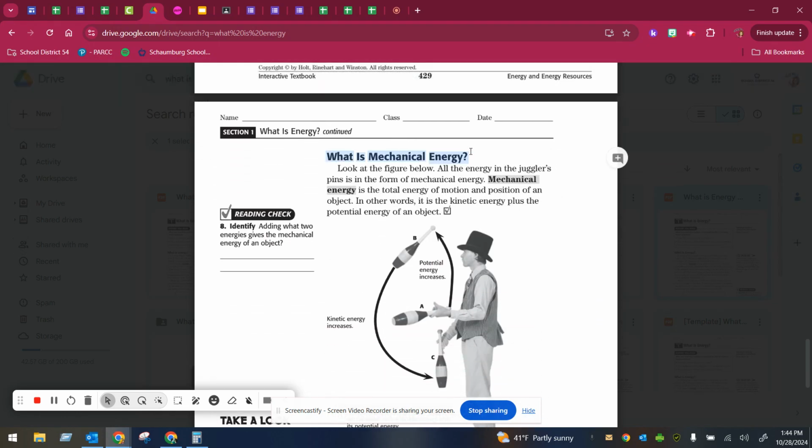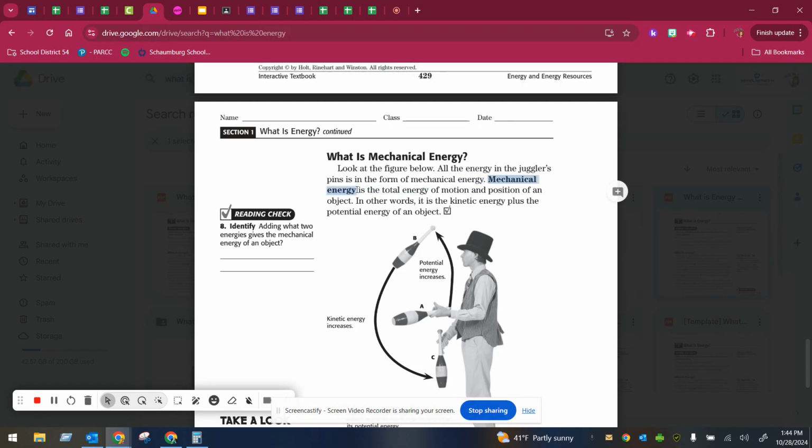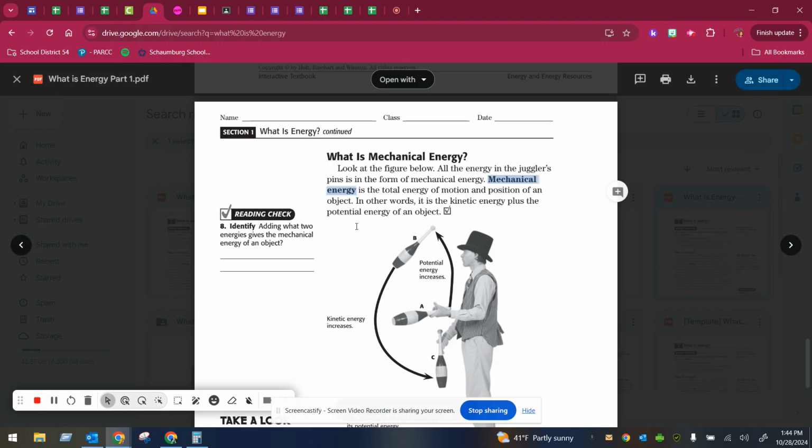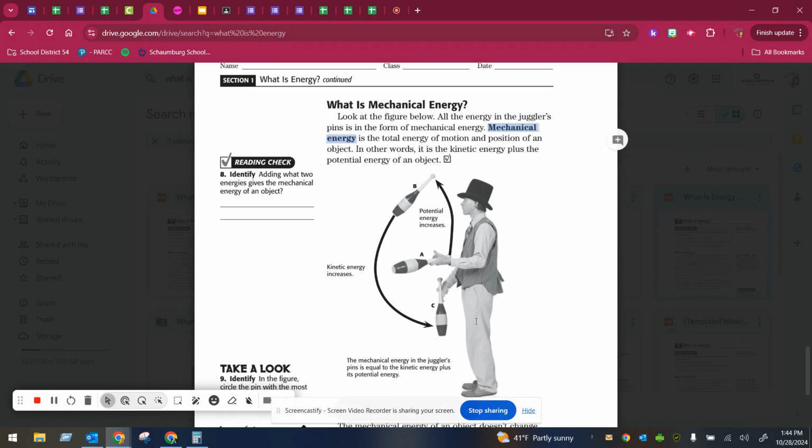Last page. What is mechanical energy? Look at the figure below. All the energy in the juggler's pins is in the form of mechanical energy. Mechanical energy is the total energy of motion and position of an object. In other words, it is the kinetic energy plus the potential energy of an object. So if you look at this figure here with our juggler, at position A, he's tossing it up into the air. So from A to B, the potential energy increases because it's getting higher away from the ground.